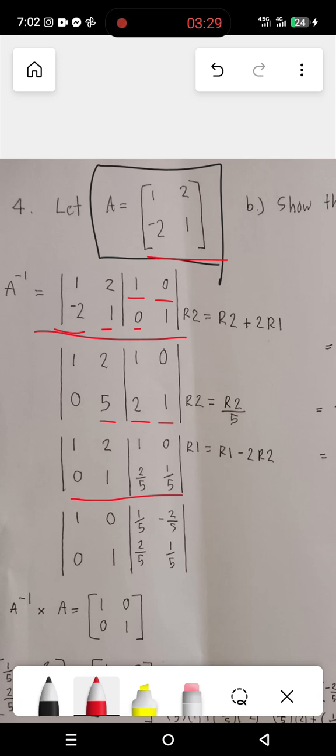And lastly, we're going to turn this 2 into 0. And in order to do that, we're going to subtract from R1 2 multiplied to R2. Since the corresponding value of R2 for this column is equal to 1, we're going to have 2 minus 2 times 1. So we have here 0.